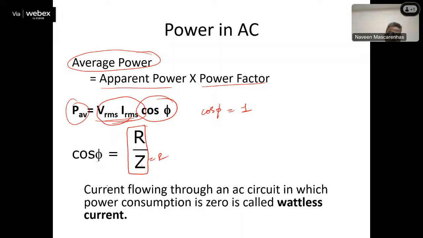And this is what I said initially itself, current flowing through a pure resistor or pure capacitor or inductor is called wattless current, because average power consumed is 0. Correct?